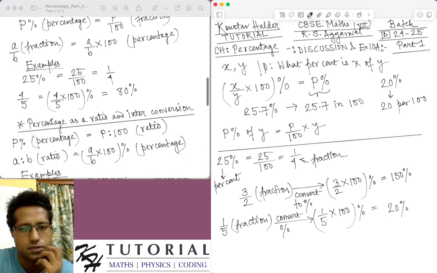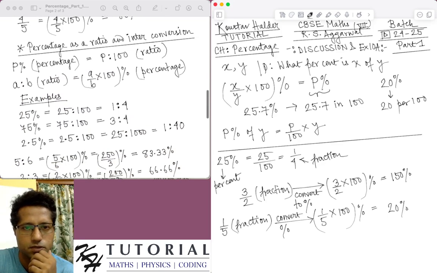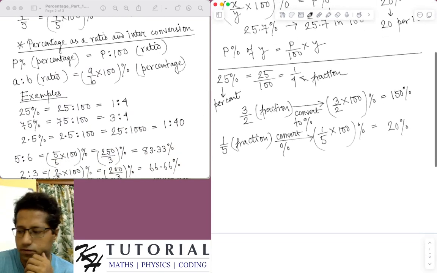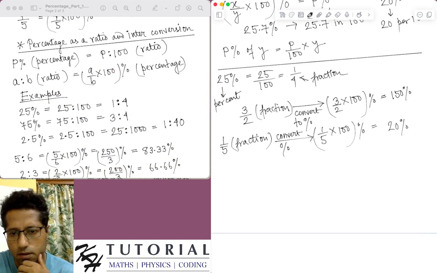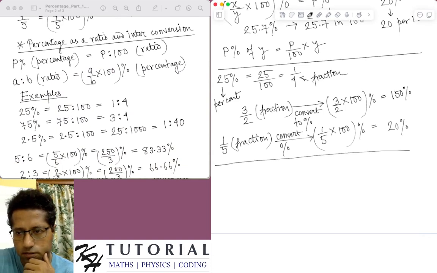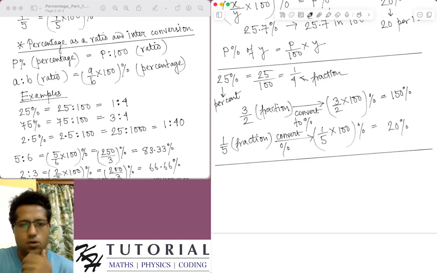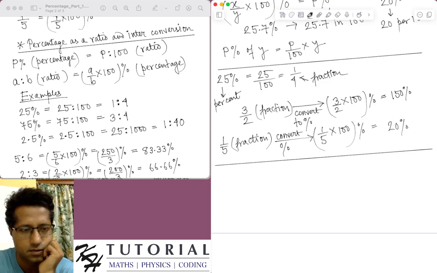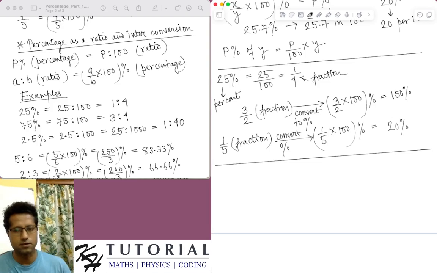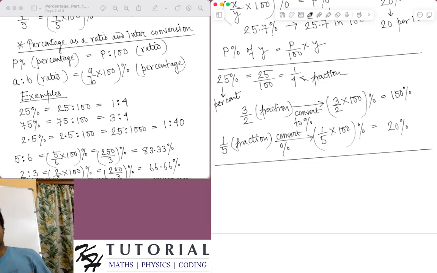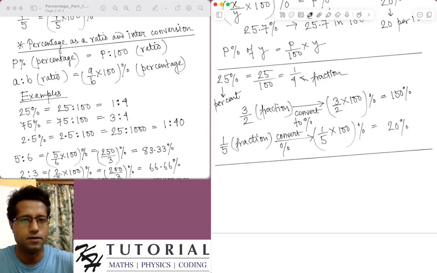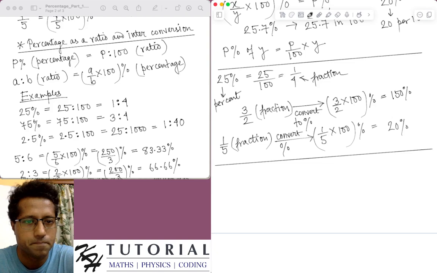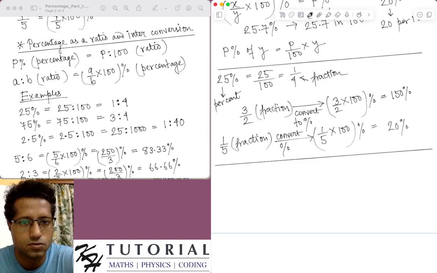Now let's see how we express a percentage as a ratio, and also convert a ratio into a percentage. So we have a percentage p. How do we express that p as a ratio? In a ratio we know that there are two terms, first term and second term, separated by a colon. So the first term will be p and the second term will be 100. It's as simple as that. So p percentage is equal to the ratio p is to 100.